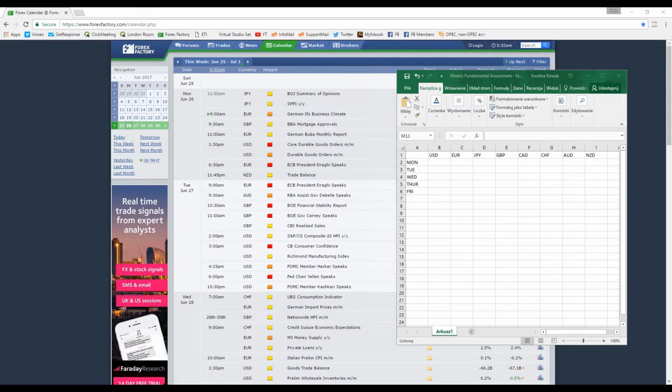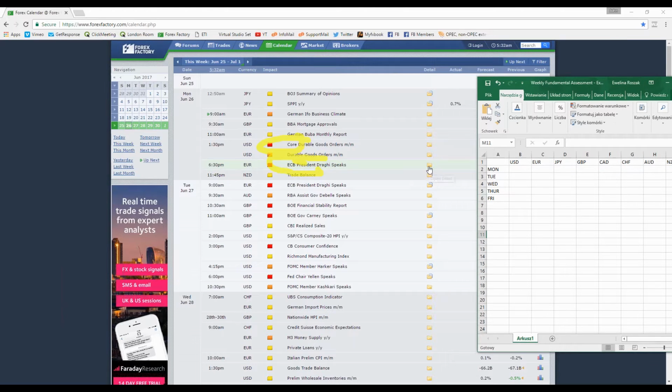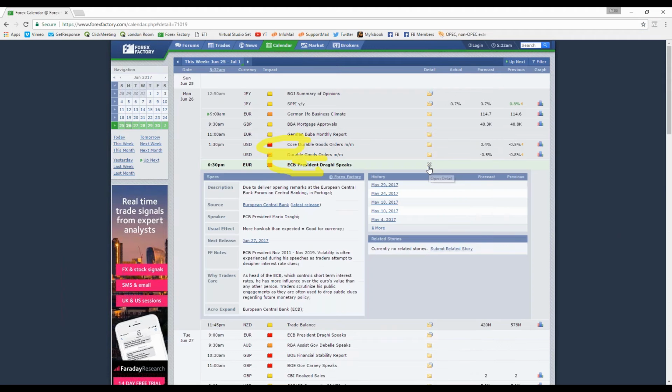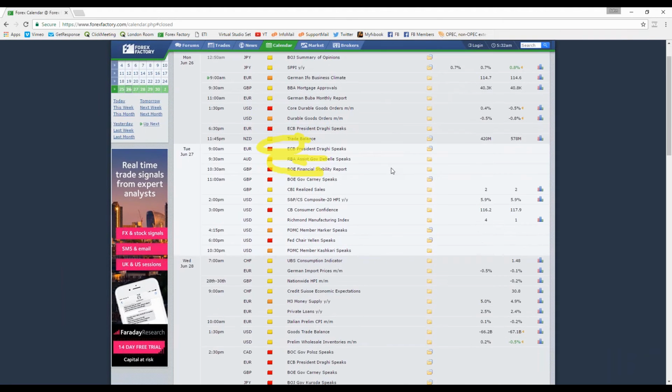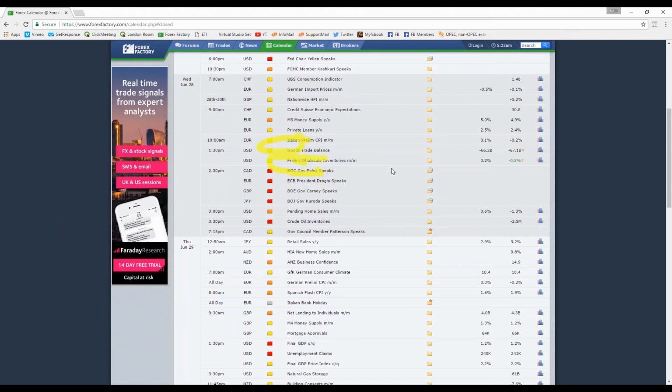Today at 1:30 we have the US core durable goods orders, so we're going to put that in, and later on we have Draghi speaking in regards to the euro. Now he's speaking at, as far as I'm aware, the central banking forum. So as you can see here, he is speaking at the Central Banking Forum, and this pretty much goes on through till tomorrow as well, and also later on in the week on Wednesday.